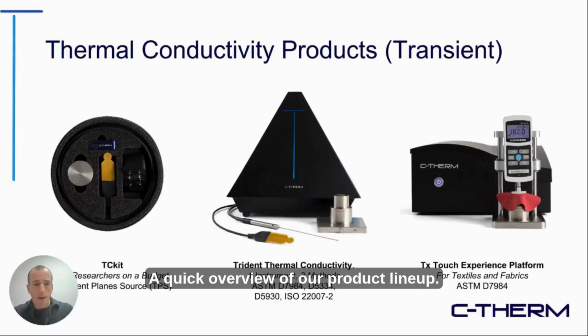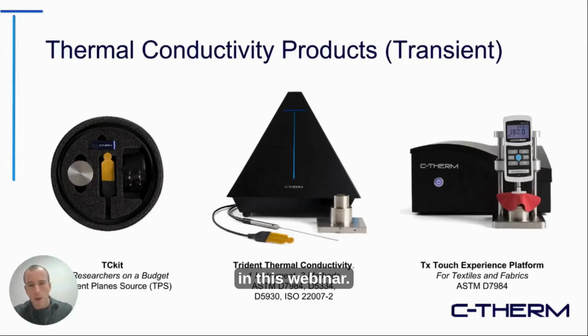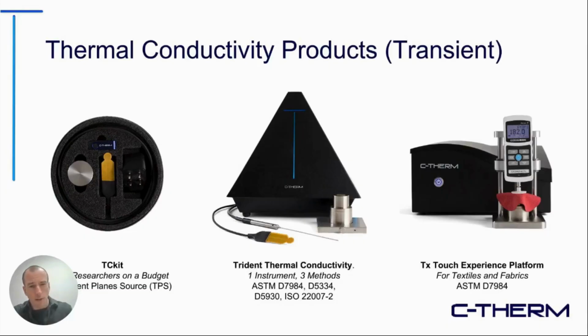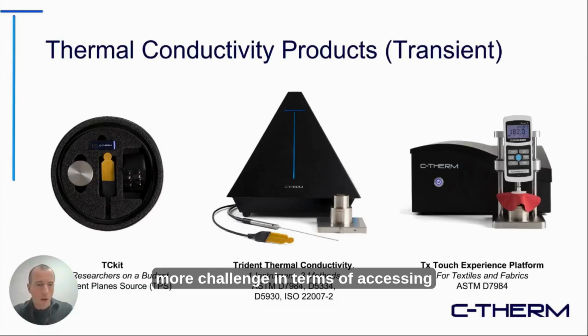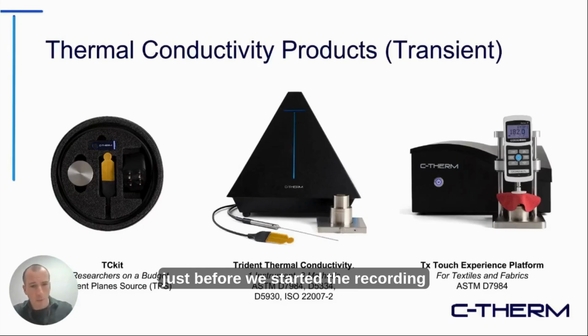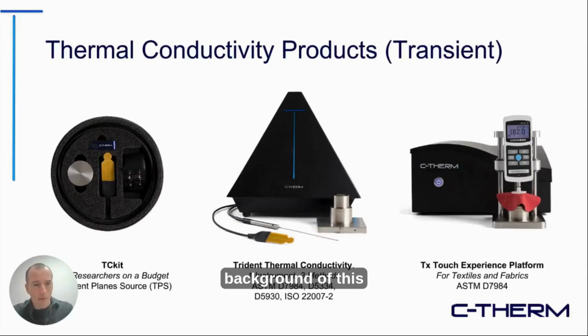A quick overview of our product lineup. It's good just to have a little bit of familiarity with what options we're going to be referring to in this webinar. Starting at the left, we have the TC kit. This is our most economical offering. It's really oriented towards academic researchers that might be more challenged in terms of accessing significant budgets for research equipment. It provides a great tool to kind of get in the game in terms of being able to generate some thermal conductivity data. There was a nice webinar Sarah referenced just before we started the recording, really walking us through the background of this kit and what it can and can't do.